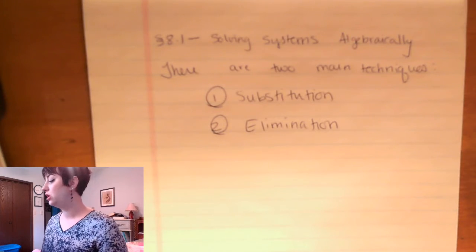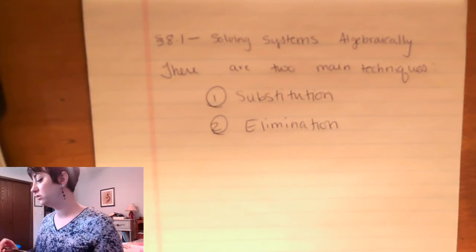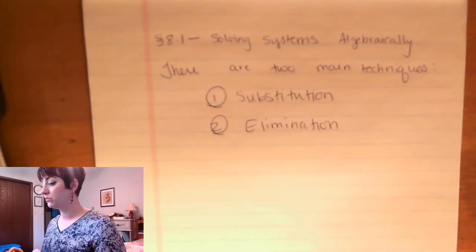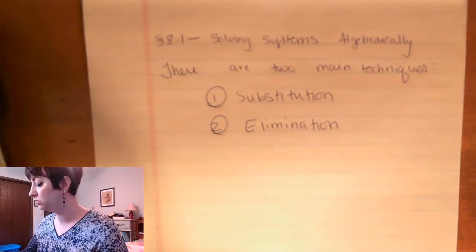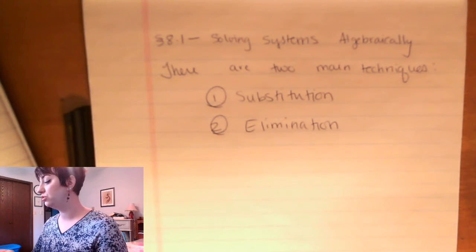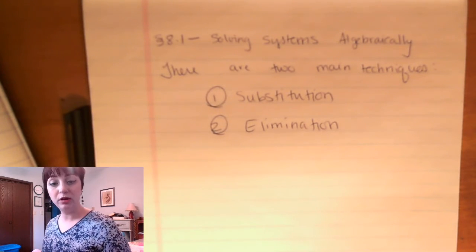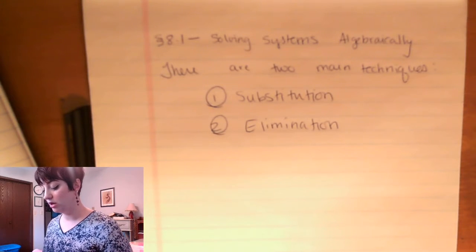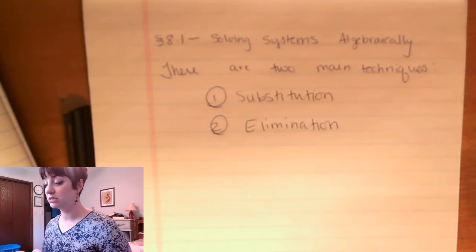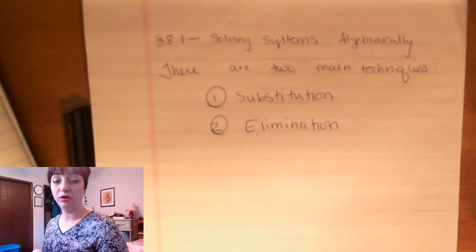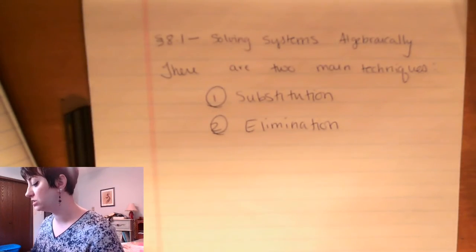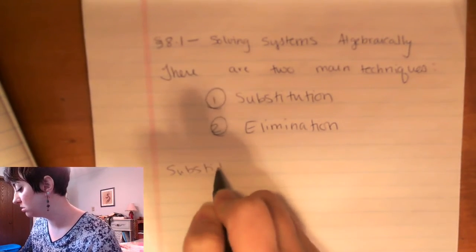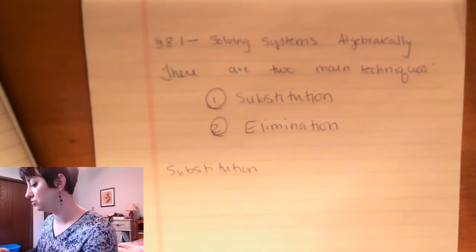Okay, so let's go over the substitution method. What we're going to do is first solve for one of the variables in one of the equations, and then substitute it into the other. The reason we do this is it's going to get rid of one of our variables. So first, let's do substitution.